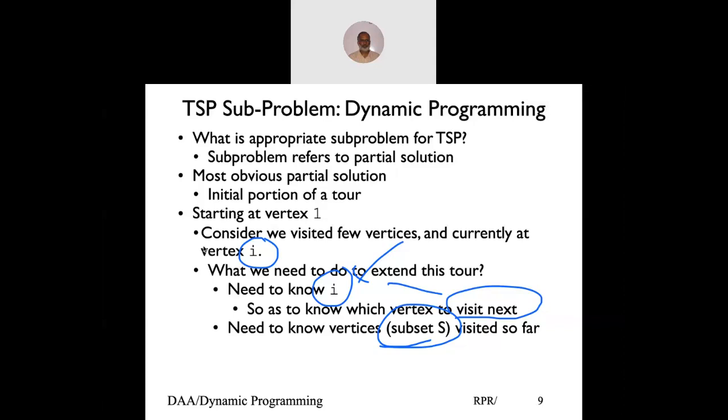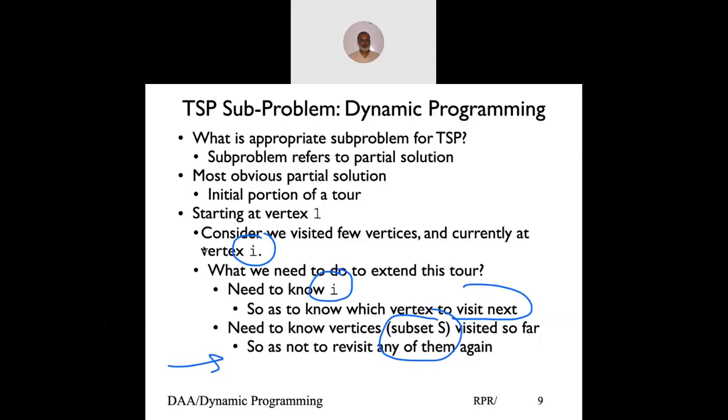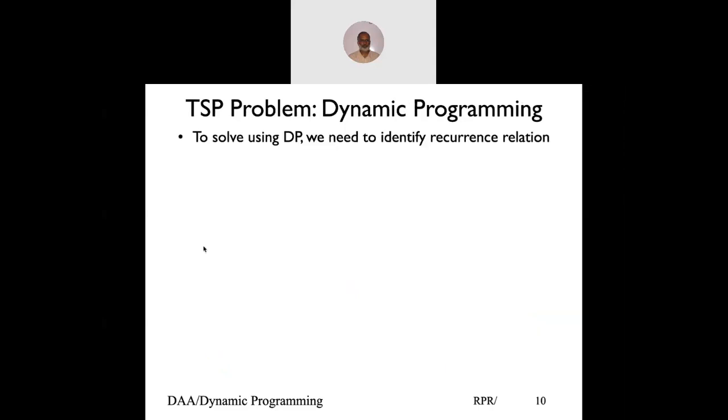So again, the dynamic programming problem is this: we assume that we start from 1, we have visited vertex I, and the job is to find out how to make the tour from vertex I. To do that, we need to know the current vertex I, because I could be any among the n minus 1, which is the next vertex to visit, and which vertices we have visited, and that is what will build this. Once you define the recurrence relation, we'll be able to find a solution there. And that is what we'll look at.